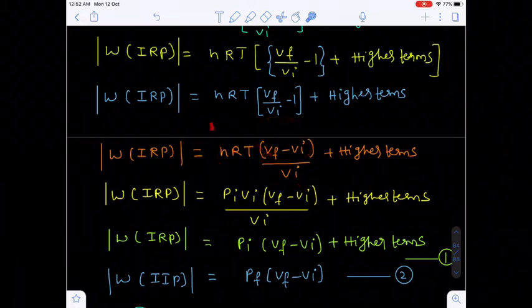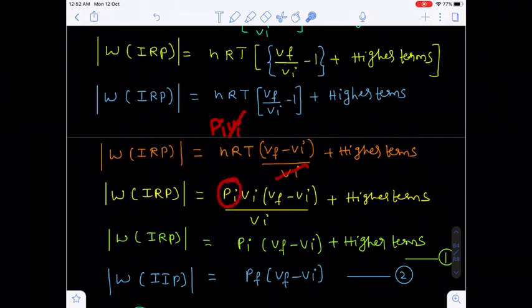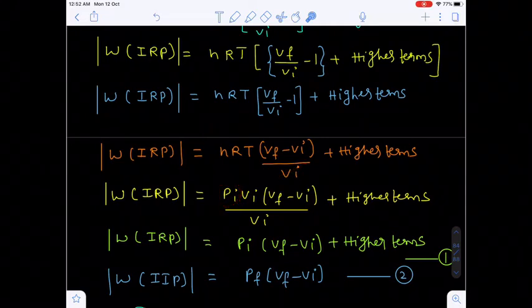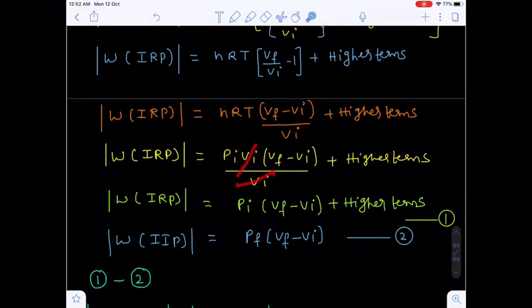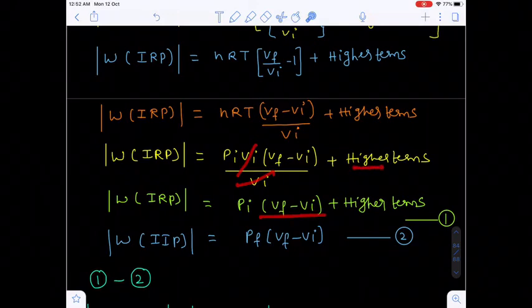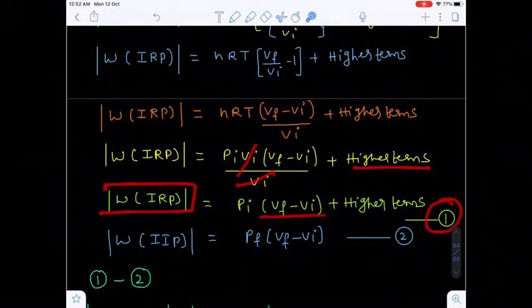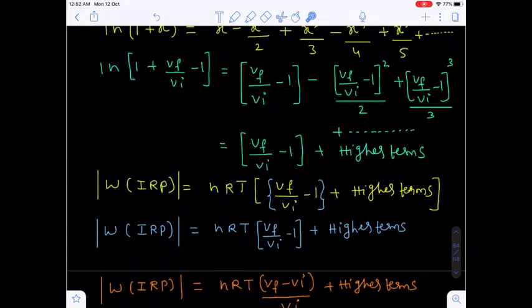Do you know nRT is equal to PV? So here I am writing Pi Vi. Okay, so Vi gets cancelled, you have Pi. Are you getting my point? So Pi into V final minus V initial plus higher terms. This is the equation number 1. This is the work done in isothermal reversible process.